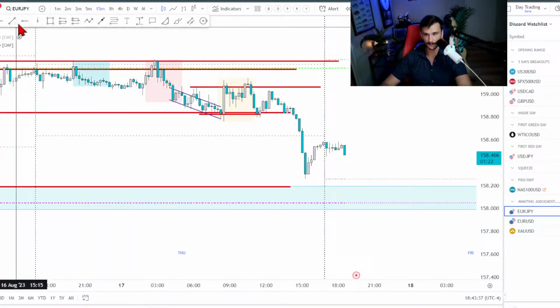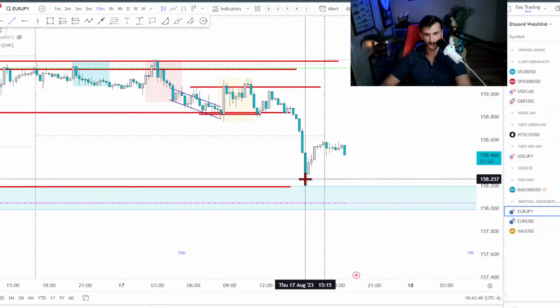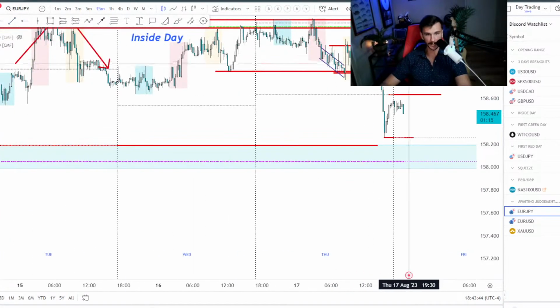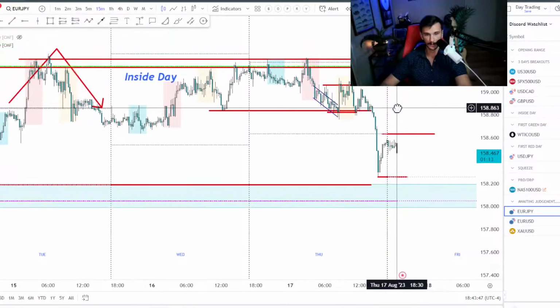And now we've come and we've pumped off the low, something like this. This is going to be my end of day consolidation. I'm going to mark off that breakout level as my other side of the range.